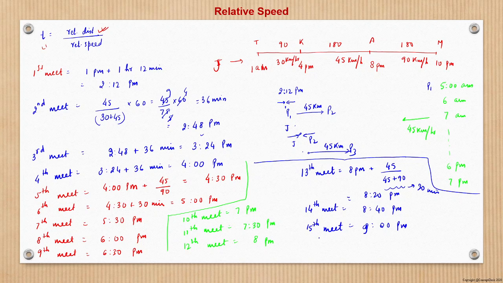So a total of 15 meets will happen, right? And we have seen the time interval after which every meeting is happening. The first 4 meetings happen after a difference of 36 minutes. Then the next 8 meetings happen after a difference of 30 minutes, and then the last 3 meetings happen after a difference of 20 minutes.